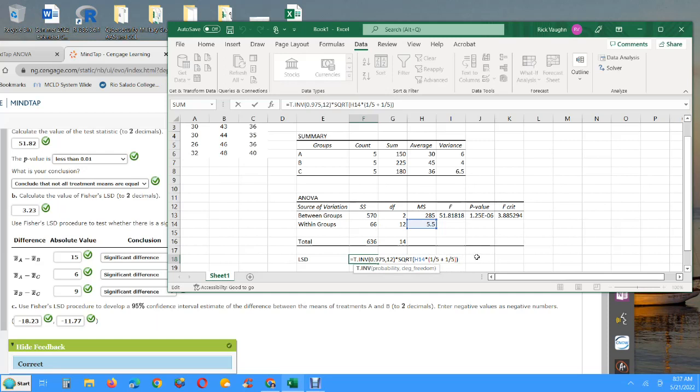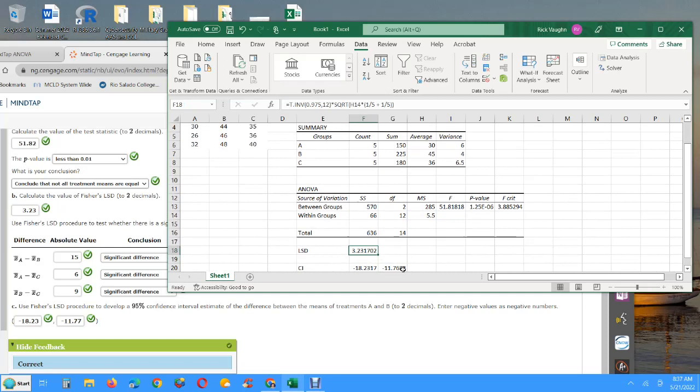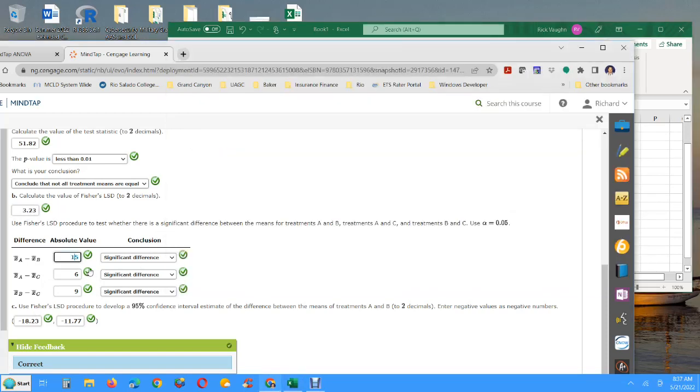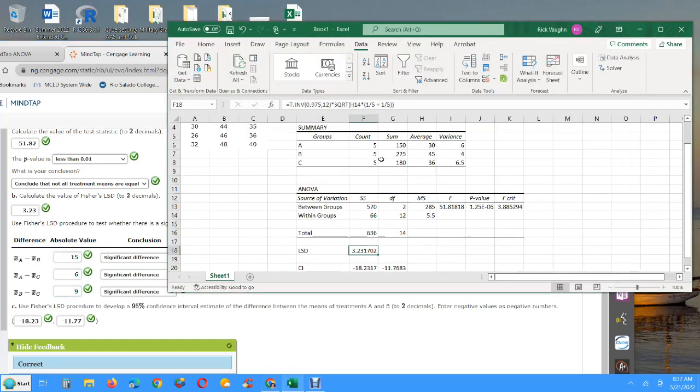All right, that's it. That's the whole command for this version of the problem, and hopefully I gave you enough explanation that if you have a different number of data items here or a different alpha value, you should be able to figure this out. So that gave me 3.23 when I round to 2 decimal places, and that's the number that goes over here. Now, in these next boxes, the 15, the 6, and the 9, I didn't really calculate those. I just did it by hand.